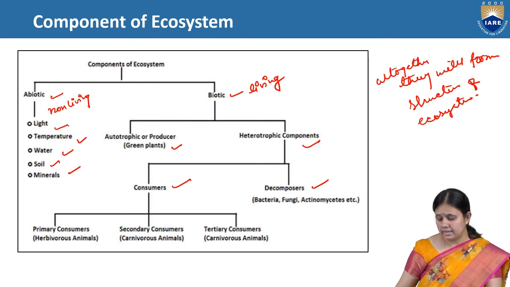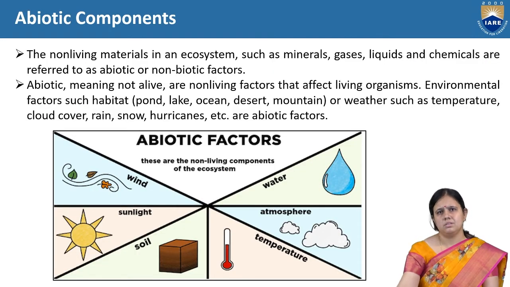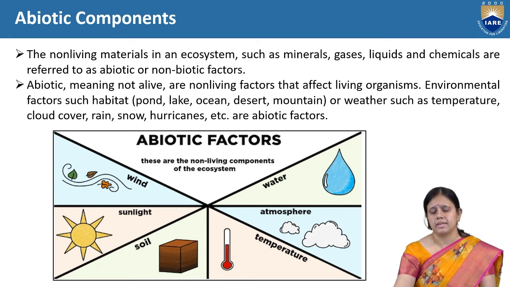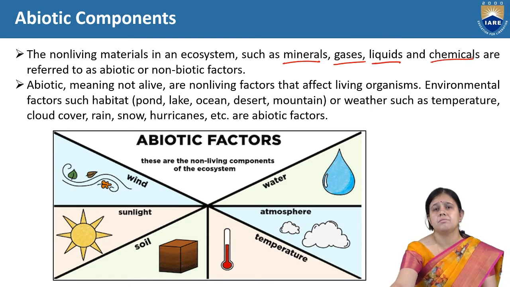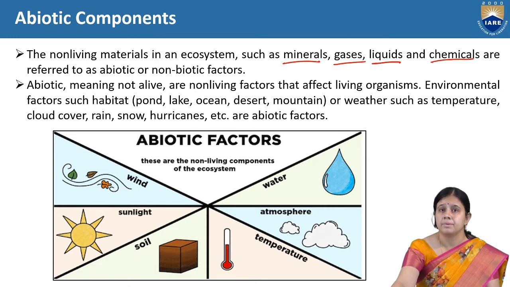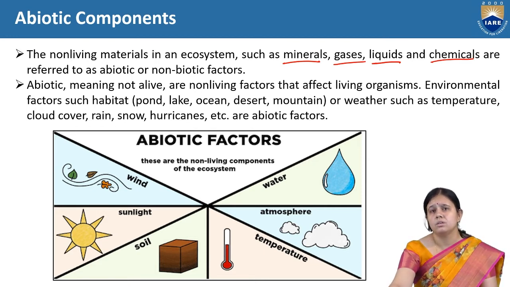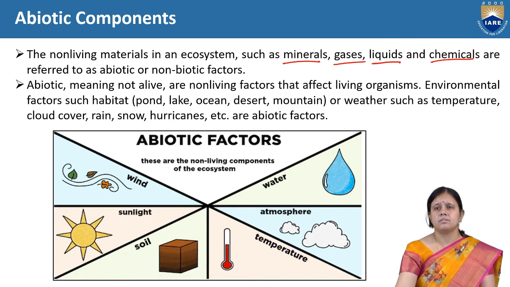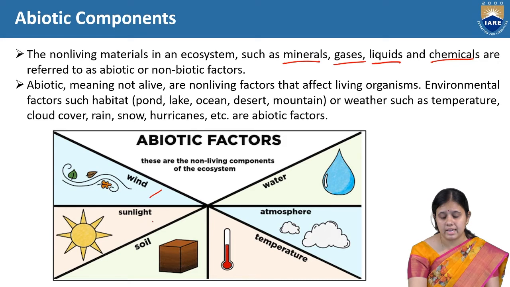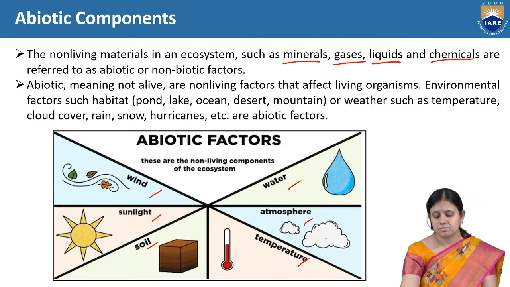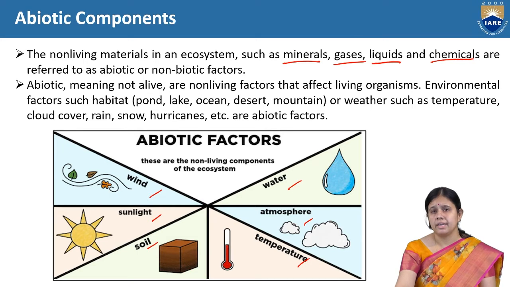So now come to the next slide. This is about abiotic component. Abiotic component is the non-living matter in an ecosystem like minerals, gases, liquids, and chemicals. These are referred to as non-biotic or abiotic factors. They are not alive, non-living factors that affect living organisms. Environmental factors such as habitat or weather, like temperature, cloud cover, rain, snow, hurricane, etc. are abiotic factors. So abiotic factors are non-living components of the ecosystem: wind, sunlight, soil, water, atmosphere, temperature. All together they make the abiotic factors.